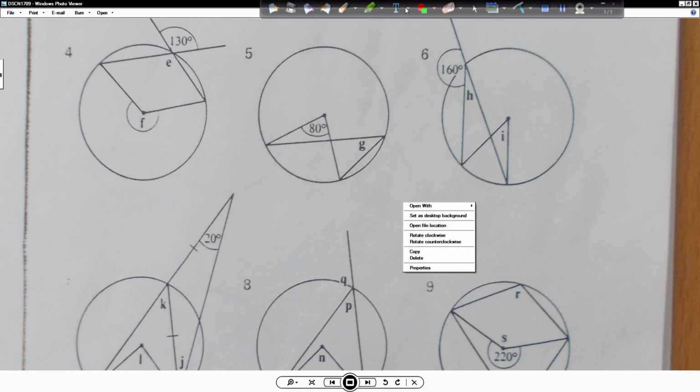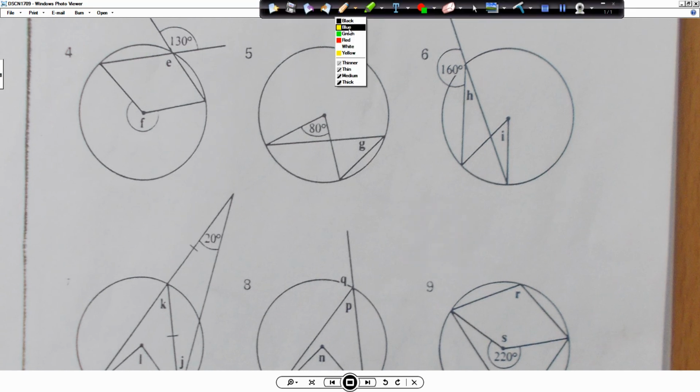Here's some more questions. Right. Okay, Mr. Saf, what's this angle here? 130. Why is it 130? Give me the mathematical reason. Vertically opposite angles are equal. That's it. That's the reason for that being 130.